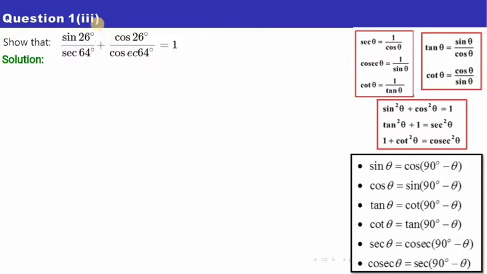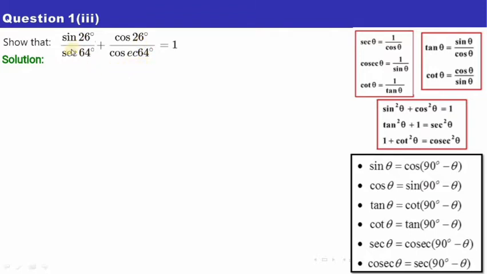Let's have another question. I am taking number 3. Now here again the rule says search for the pair of angles which sum to 90 degrees. For example, 26 plus 64 gives you 90. Similarly here also we have 26 and 64, again it gives you 90 degrees.